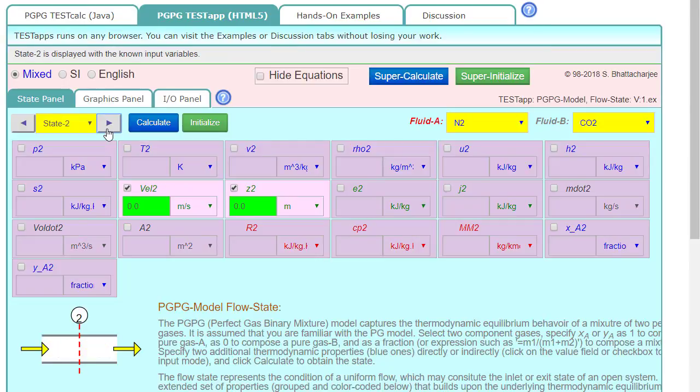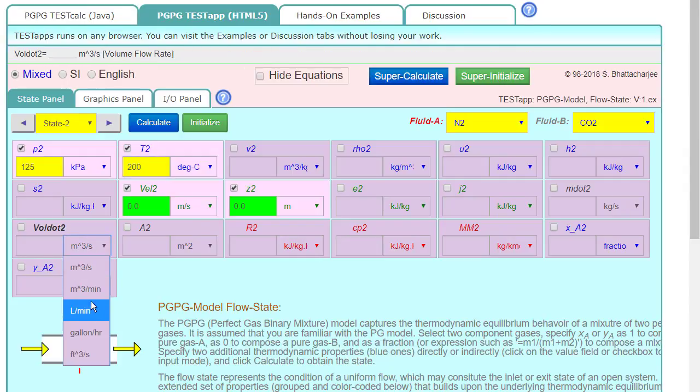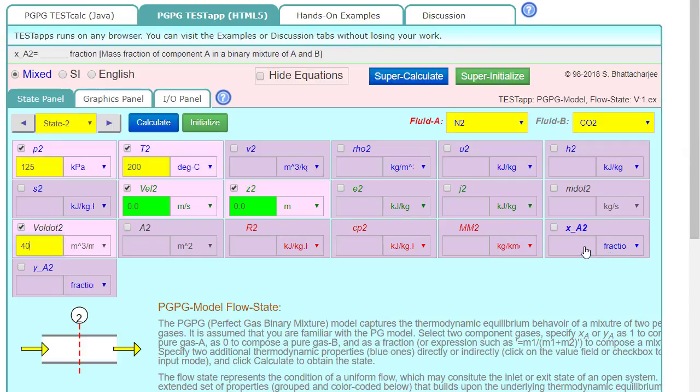State 2 we'll treat as if it were just CO2. So again, we have 125 kPa for the CO2. It's given that the carbon dioxide is 200 degrees C and flowing at 40 meters cubed per minute. And so the mass fraction of fluid A, which was the nitrogen, is going to be 0 since this one is purely carbon dioxide. Right, calculate.